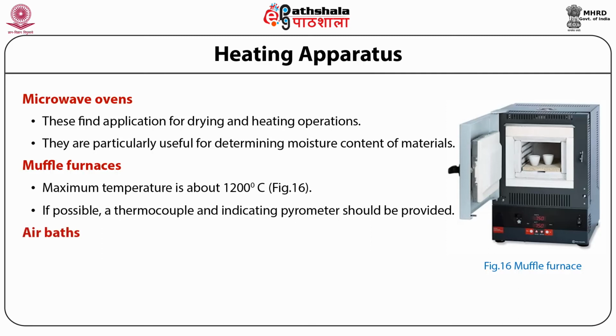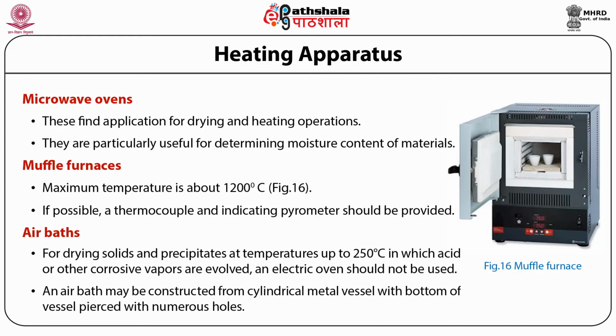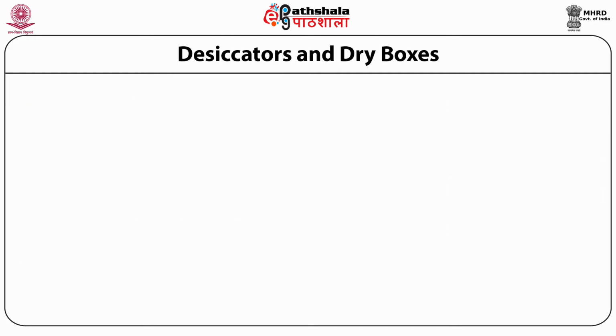Air baths. For drying solids and precipitates at temperatures up to 250 degrees centigrade in which acid or other corrosive vapors are evolved, an electric oven should not be used. An air bath may be constructed from a cylindrical metal vessel with the bottom of the vessel pierced with numerous holes. Desiccators and dry box.